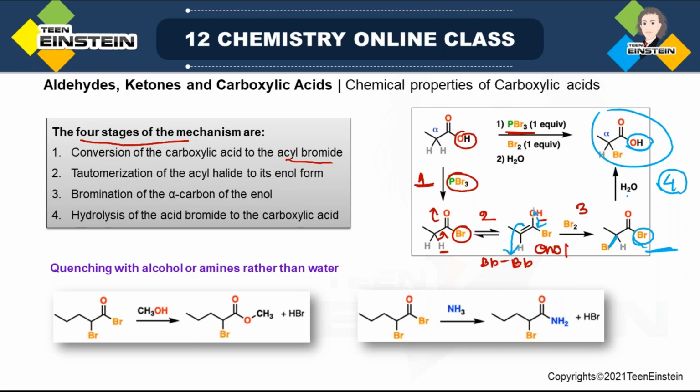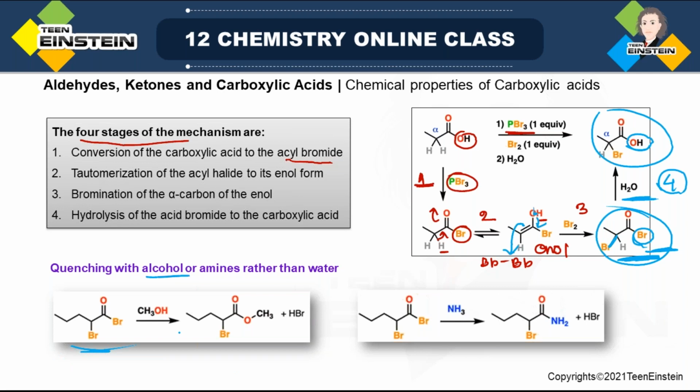Now in the final step, as you can see, we are using water. So you are saying hydrolysis because you are using water. But suppose you are not using water, rather if you are using alcohol, what will be the fate of this molecule? So same molecule, same type of molecule, see, like this. I am talking about this molecule. So alpha bromo acyl bromide. See, this is also same type of molecule.